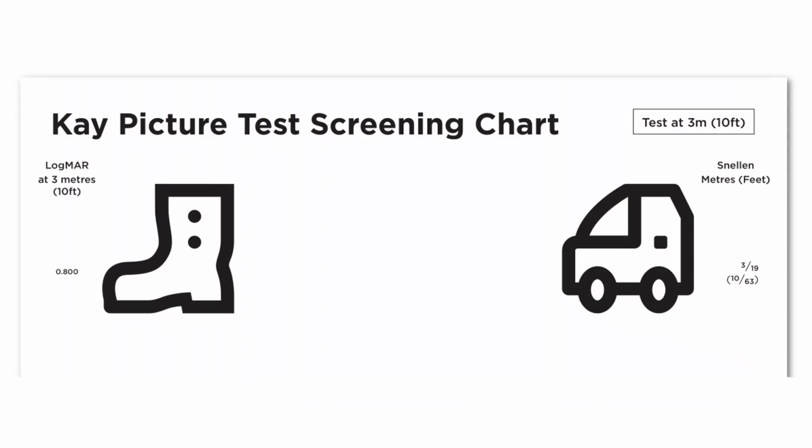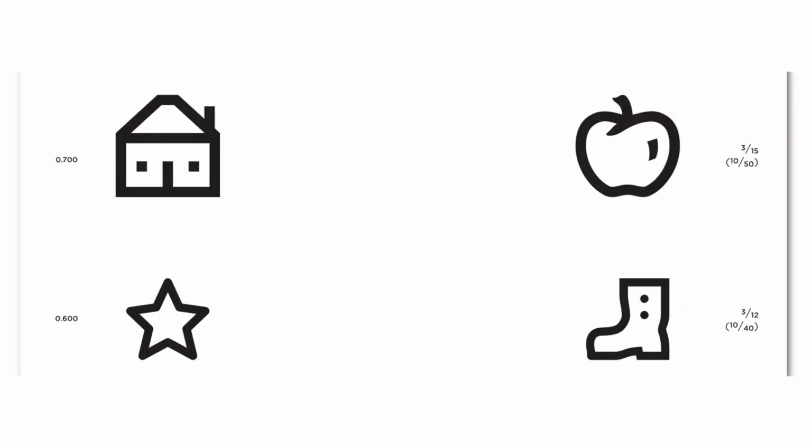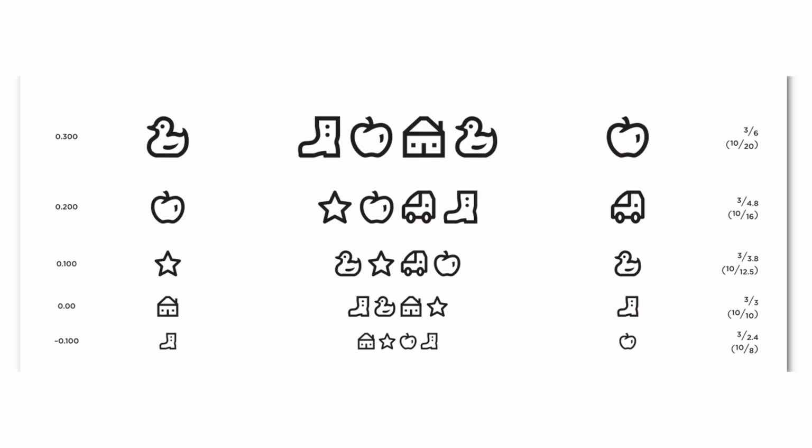If you look at the top of the chart, you'll see that the logMAR scores are all printed down the left-hand side and the Snellen scores are printed down the right-hand side. The pictures in each row are the same size, so both the house and the apple are 0.7 in logMAR and 3/15 in Snellen. The last 5 rows on the chart have 4 extra pictures in the middle. This is so you can double check your results, and you can score an exact visual acuity out of 5 for best accuracy.